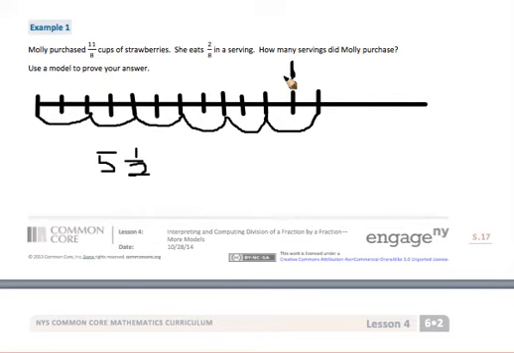Look at that fractional piece at the end again, just to make sure that you understand visually what's going on. Each serving is 2/8 of a cup. So when we go on the number line 2 spaces, that's a full serving. 1 serving, 2 servings, 3 servings, 4 servings, 5 servings, and then we have 1/8 of a cup left, which does not make up a full serving, but it does make half of a serving. And so in our final answer, we have 5 1/2 servings.